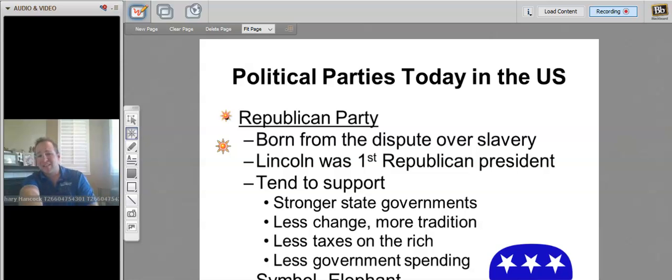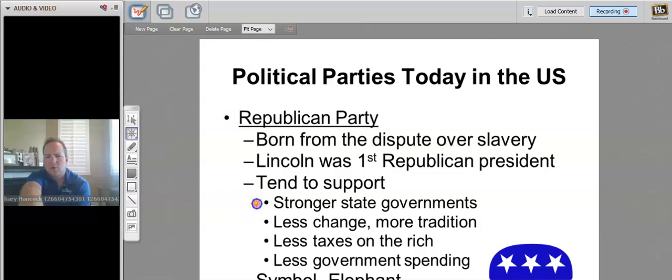So the Republican Party was born from the dispute over slavery. Actually, Abraham Lincoln was the first Republican president. At that point in time, the Republicans were against slavery.